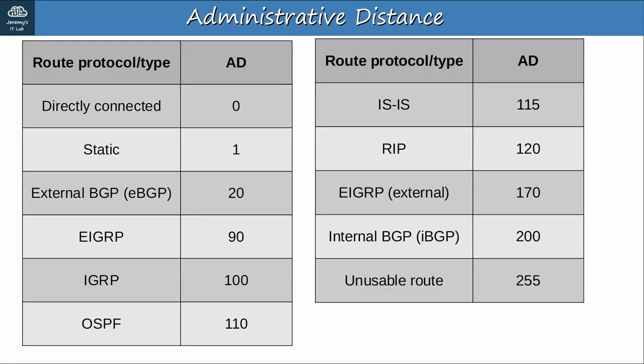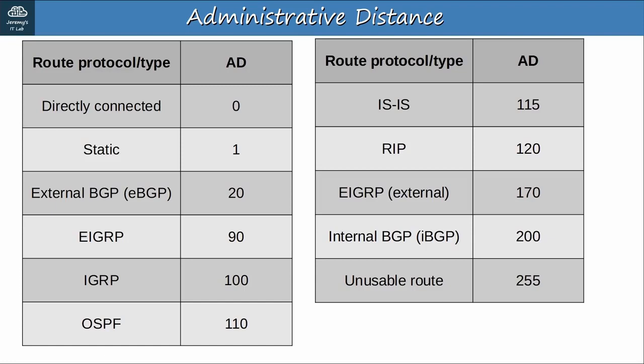Ready for some memorization? These are the administrative distances of most common types of routes. I highly recommend you use the flashcards to remember these. I would be surprised if you don't get a question on the exam like, two routes to the 10.0.0.0/24 network are learned, one from OSPF and one from EIGRP. Which route will be entered in the route table?